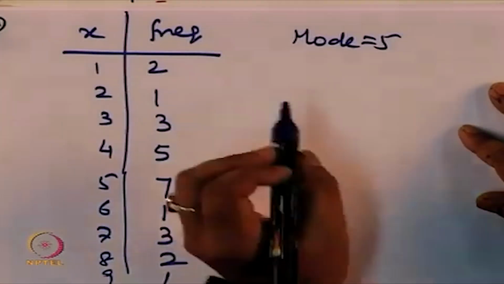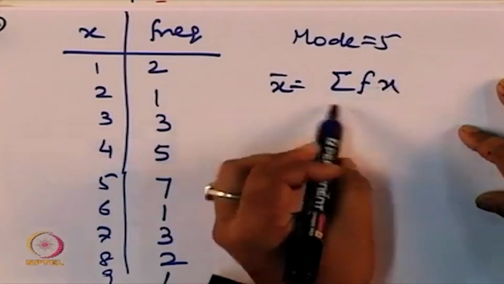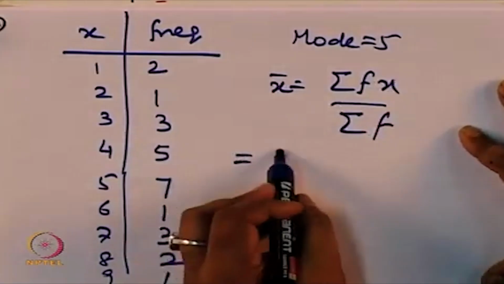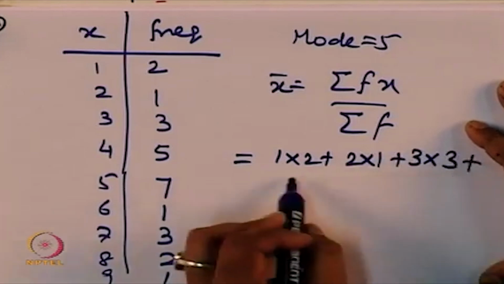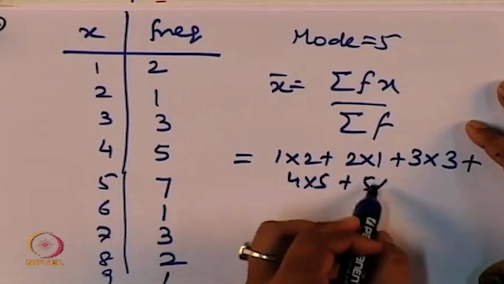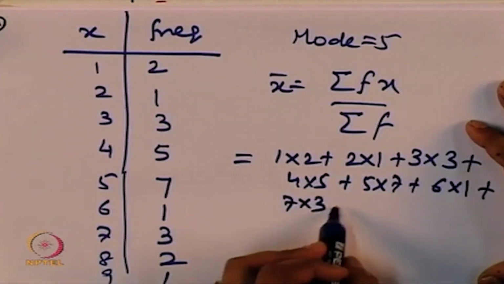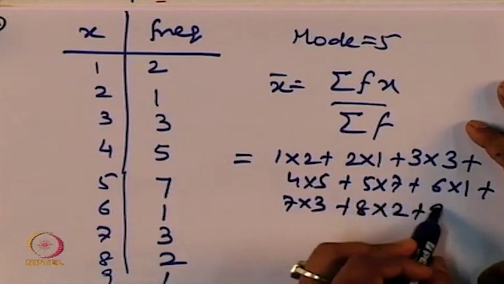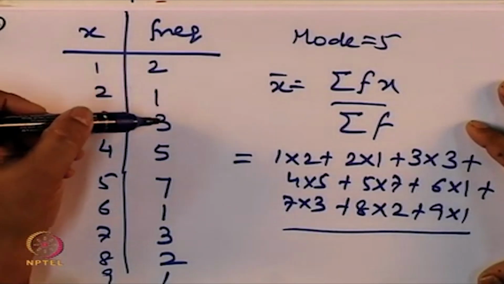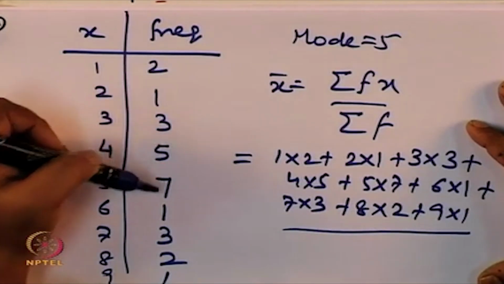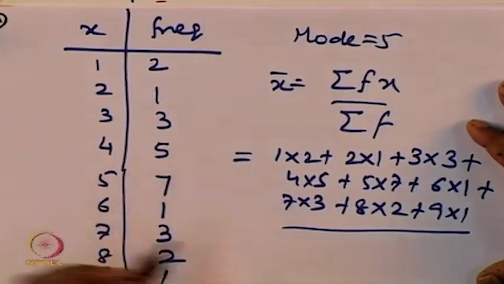Let us calculate the mean then. So, for the mean I can use the formula x bar is equal to summation f x by summation f. This would give the value 1 into 2 plus 2 into 1 plus 3 into 3 plus 4 into 5 plus 5 into 7 plus 6 into 1 plus 7 into 3 plus 8 into 2 plus 9 into 1, by the total number of observations, which is 2 plus 1 is 3, 3 plus 3 is 6, 6 plus 5 is 11, 11 plus 7 is 18, plus 1 is 19, 19 plus 3 is 22, 22 plus 2 is 24, plus 1 is 25.